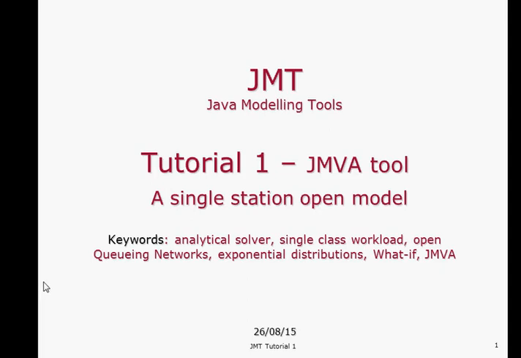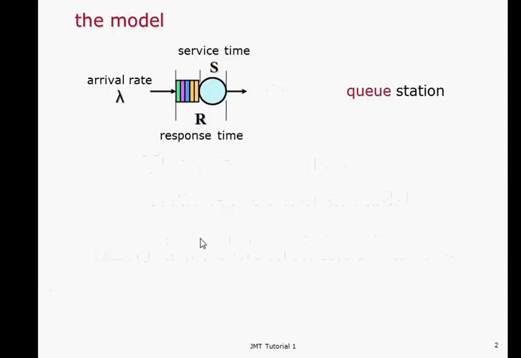Welcome guys and gals to this tutorial of JMT in which we will implement a simple open model consisting of a single queue station. We evaluate the impact on performance indices of some modifications of the workload and we use the JMVA tool. The model is this one.